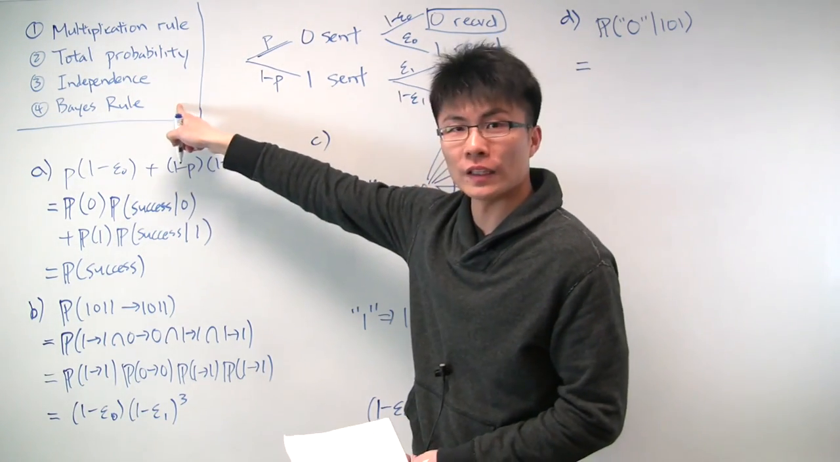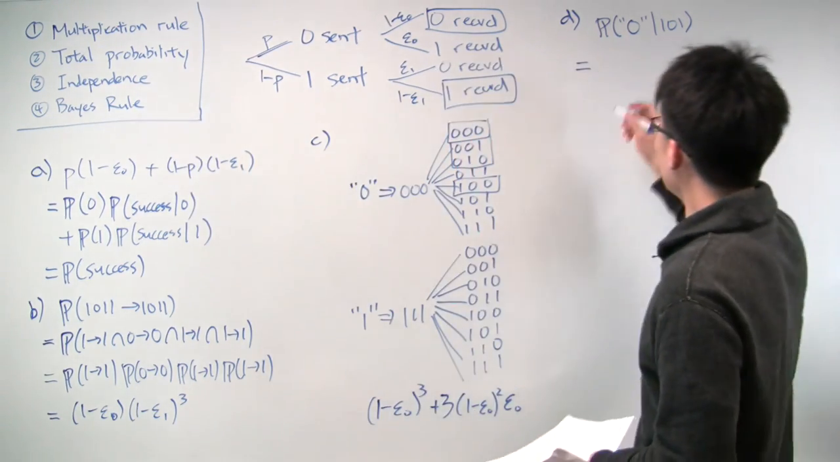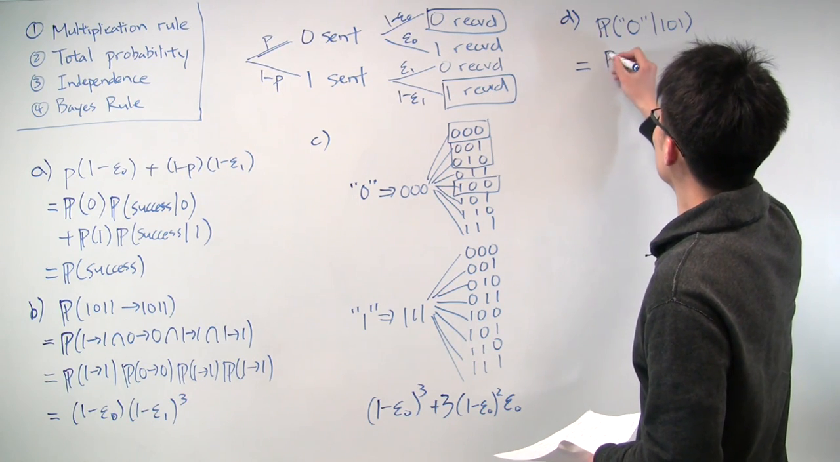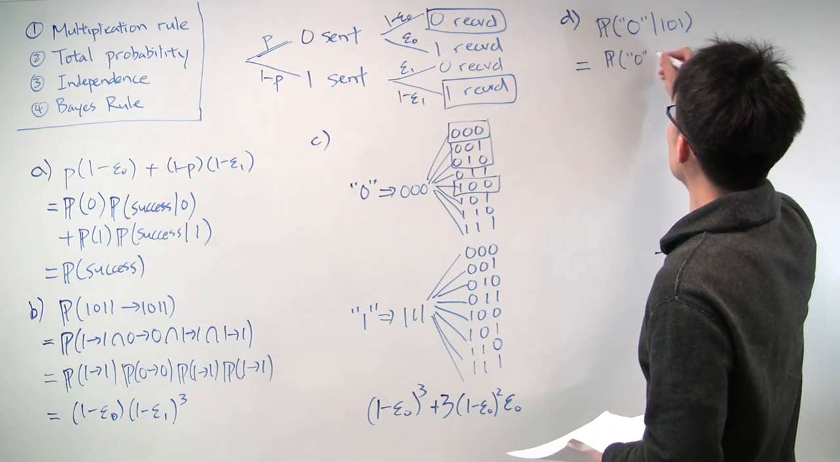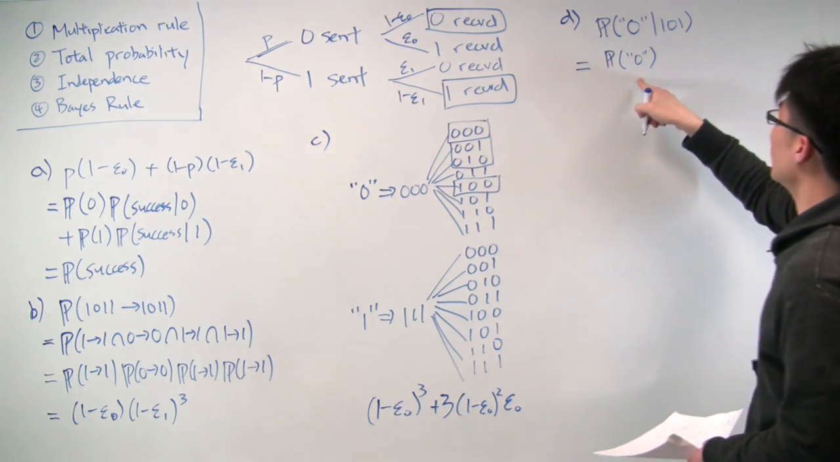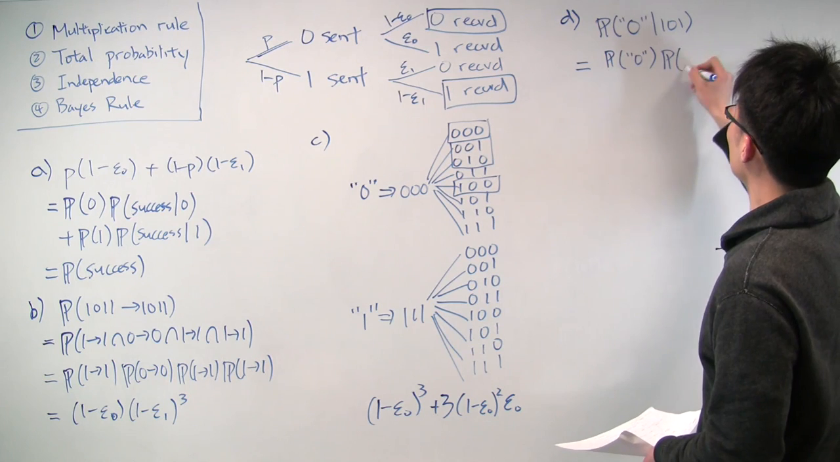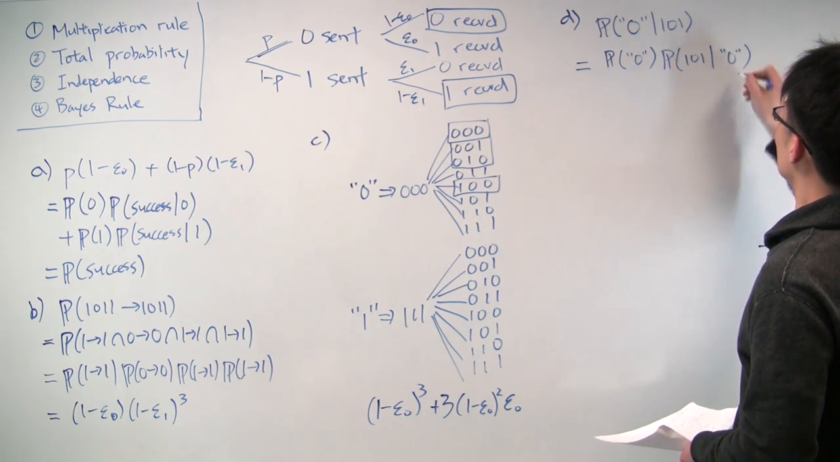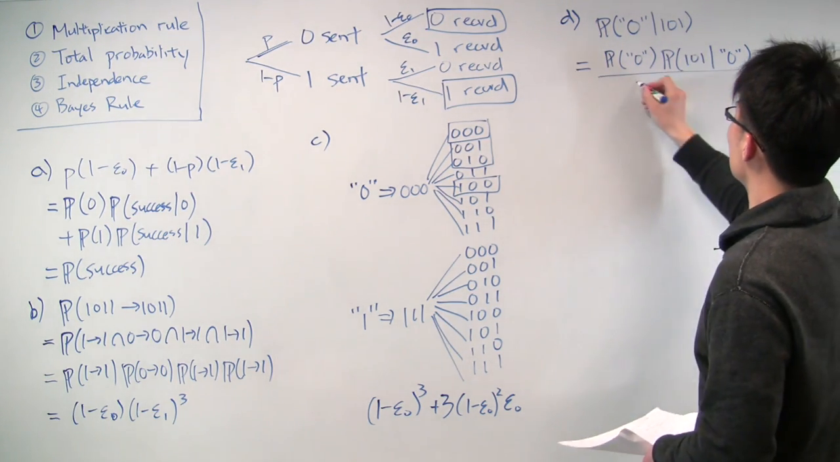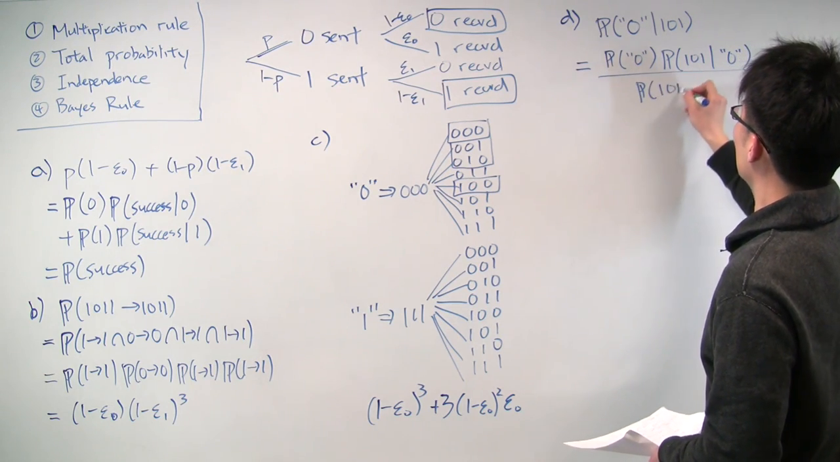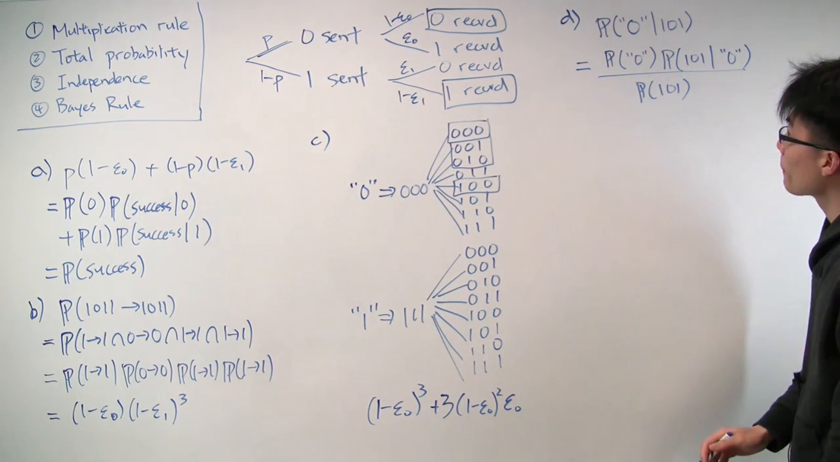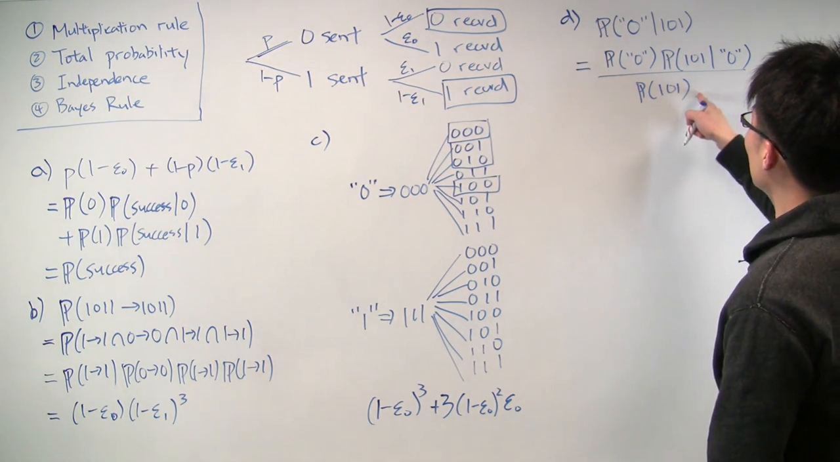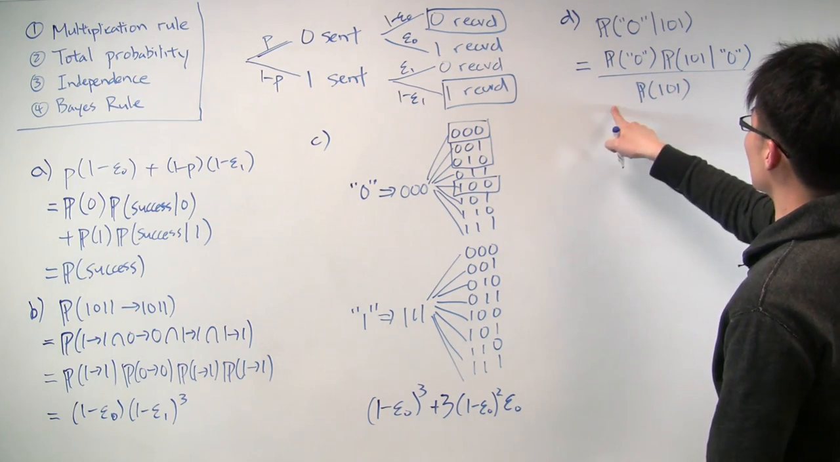So that's the fourth thing that we're covering in this problem. If you apply Bayes' rule, what you'll get is this is equal to the probability of 0 times the probability of 1, 0, 1 being received, given that 0 was what was sent, divided by the probability that 1, 0, 1 is received. Okay, so we have this basic structure.